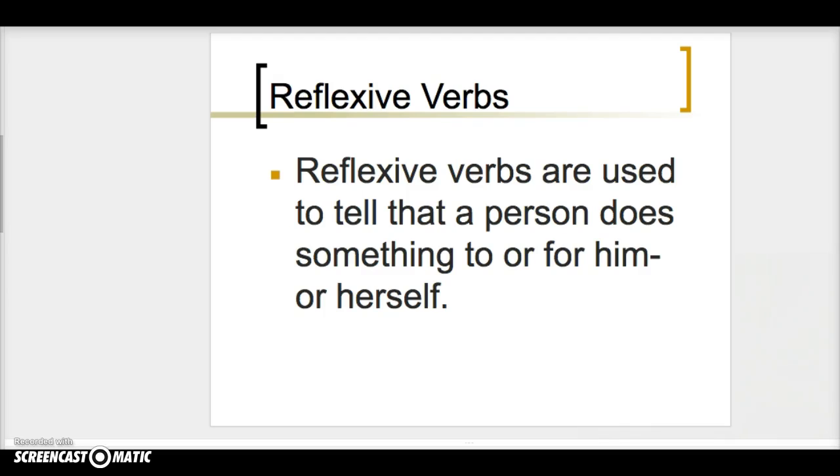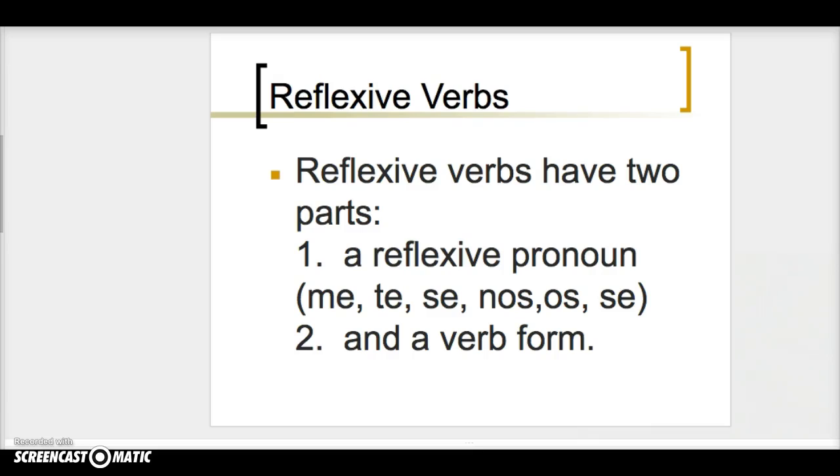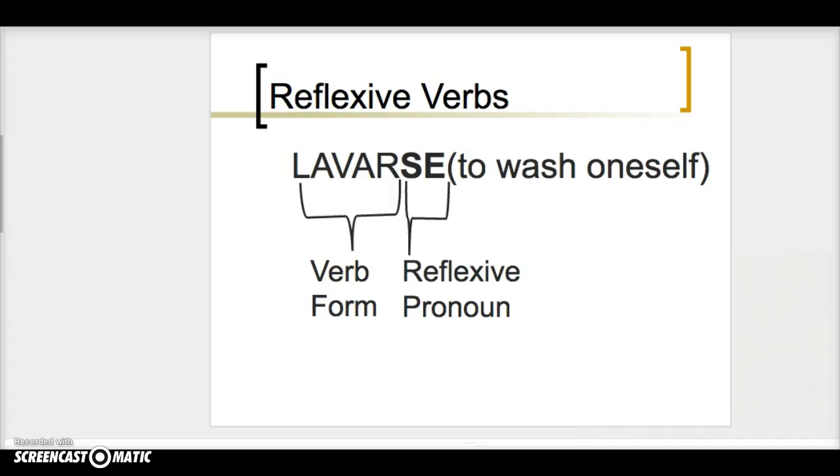Okay, so reflexive verbs are used to tell that a person does something to or for himself. Reflexive verbs have two parts. We need a reflexive pronoun to let us know who's doing the action to him or herself. And then we need the verb form, of course, because we need to know what they are doing. So, por ejemplo, we have lavarse. Lavar is our verb, and the reflexive pronoun is se, to wash oneself.